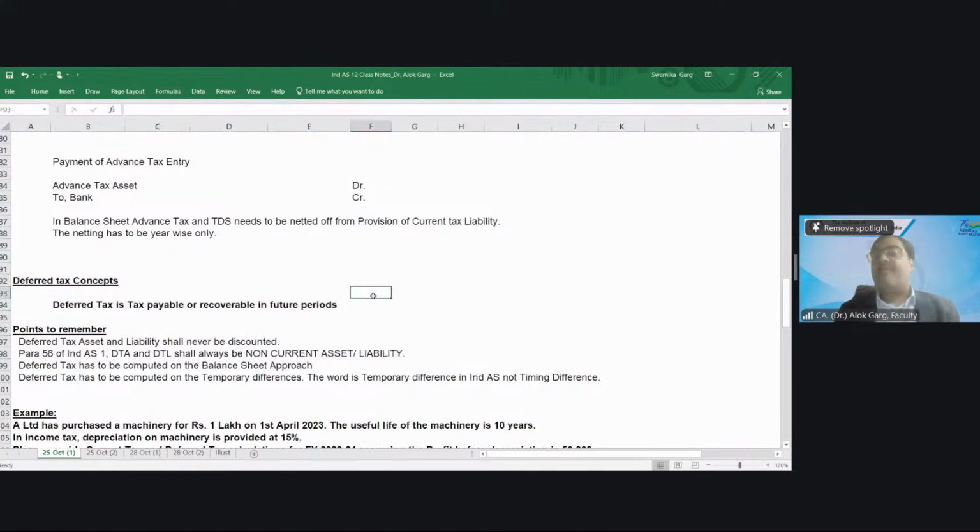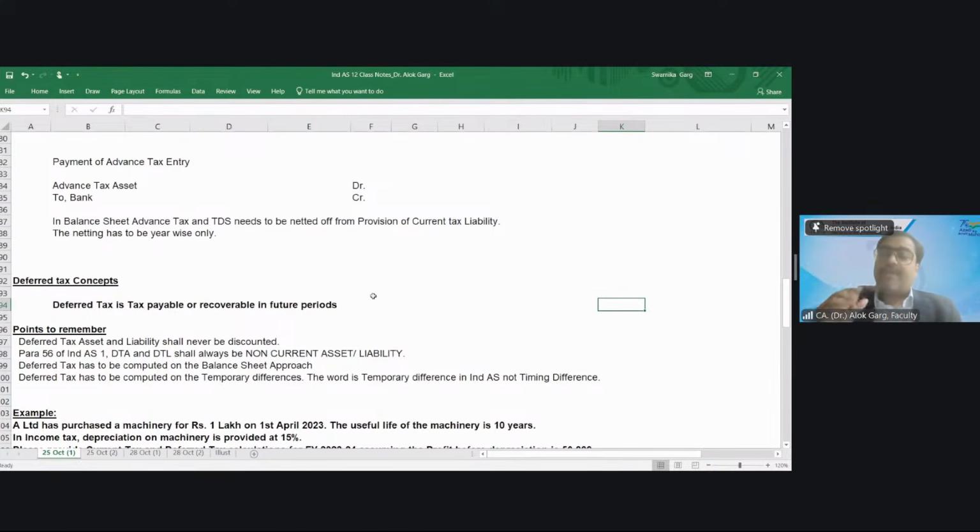You are absolutely right, Karthik. Balance sheet approach means you are computing your DTA and DTL by comparing the balances in the company's books and the tax books. For example, the company has purchased a machinery for rupees 1 lakh on 1st April 2025. Karthik, you will prepare your books of accounts as per the Companies Act, as per Indian accounting standards. What accounting entry will you pass on 1st April 2025? Plant and machinery to bank, PPE to bank, right?